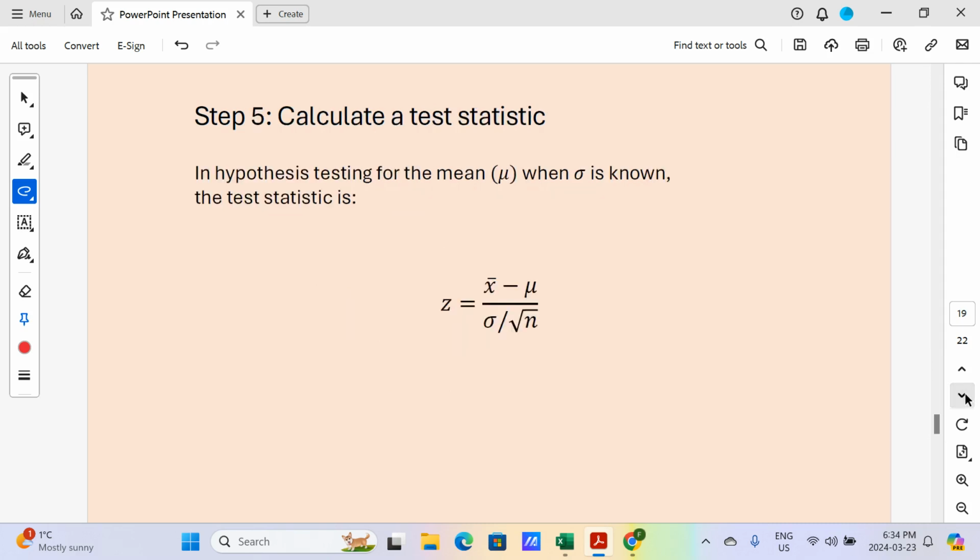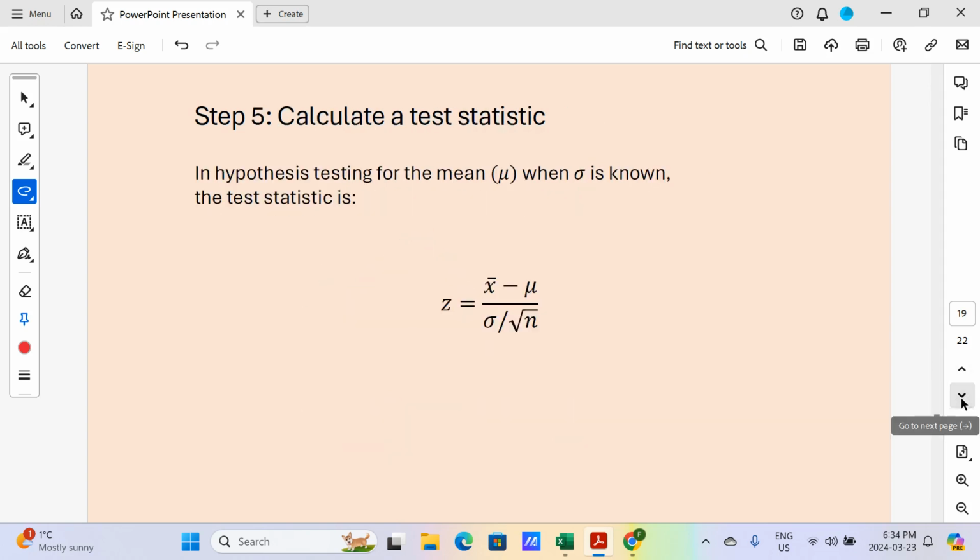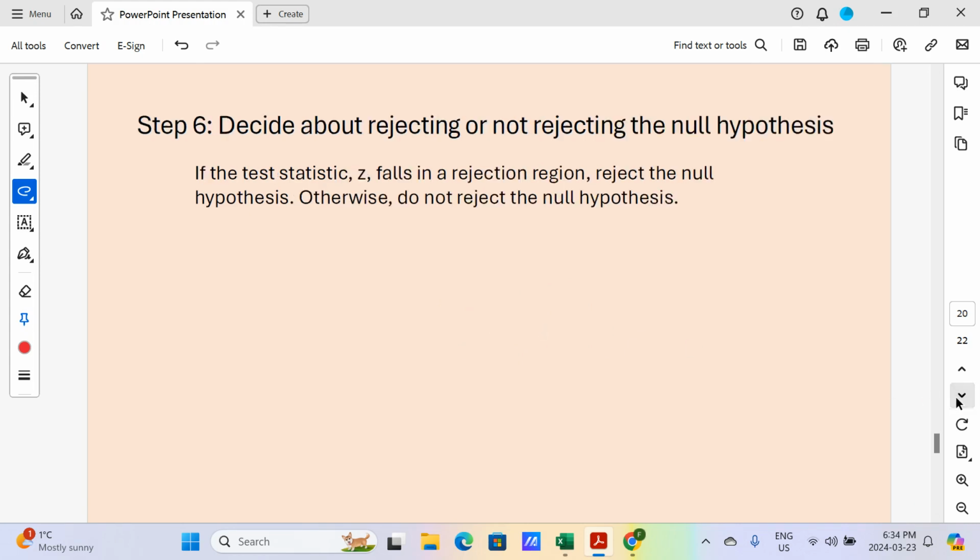Okay, so after identifying the rejection region, we need to calculate the test statistic. If you are doing a hypothesis testing for the population mean and sigma, the population standard deviation, is known, it's given in the question, you need to calculate the Z statistic by this formula. Z is x bar minus mu over sigma over square root of n. n is the sample size, x bar is the sample mean, mu is the population mean, sigma is the population standard deviation.